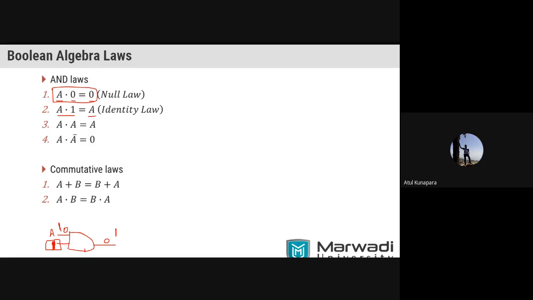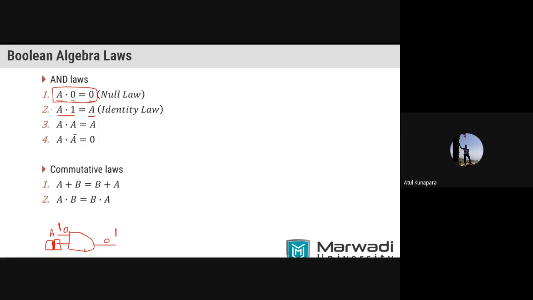That means whatever the value of A is at the input side of this AND gate, it will give you the same output. That is why the second rule says that if you perform the AND operation of any input with logic 1, your output will be equal to your input. Here A dot 1 gives you output A, and that is what we call the identity rule or identity law: the AND operation of any signal with logic 1 gives you the same signal.